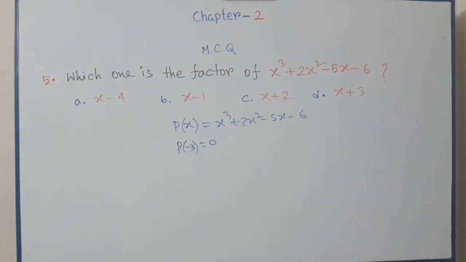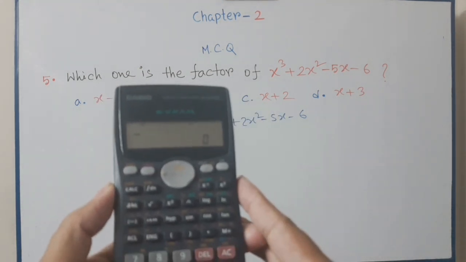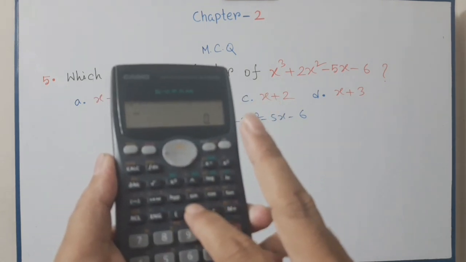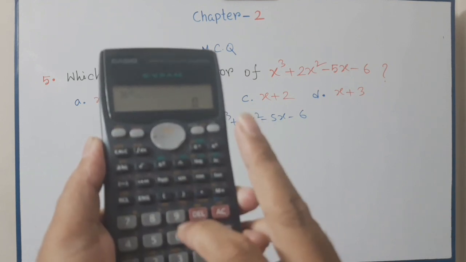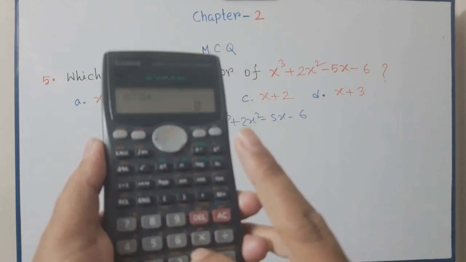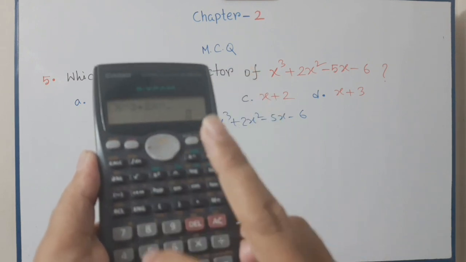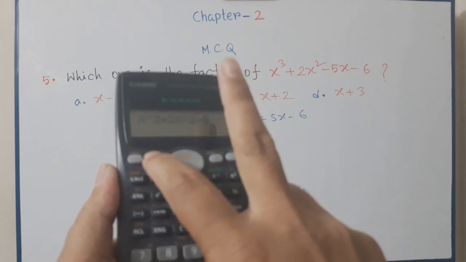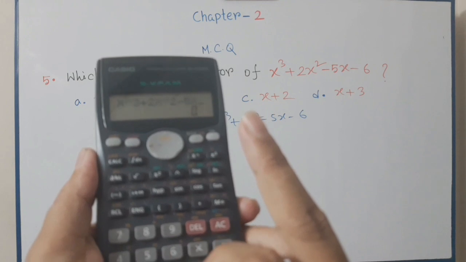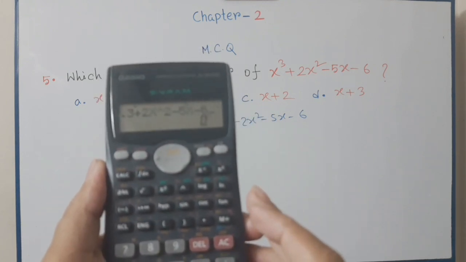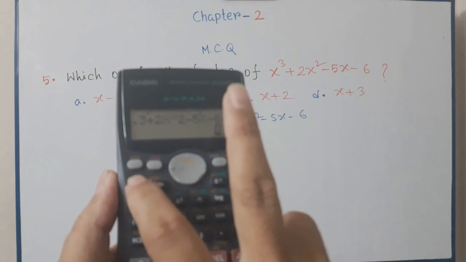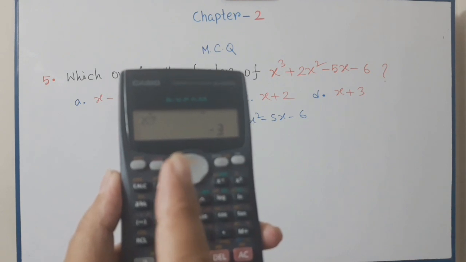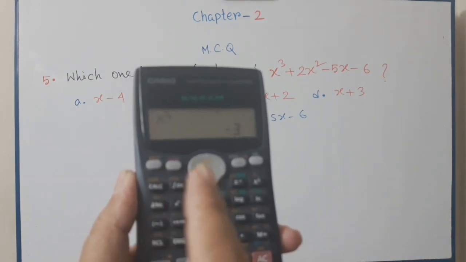So follow this. At first, using the calculator, write the polynomial here: x cube, then plus 2x square, then minus 5x, and then minus 6. So this is the polynomial. Now click the calc key. Here x is a question mark. So for the first option use the value x equal to 4.